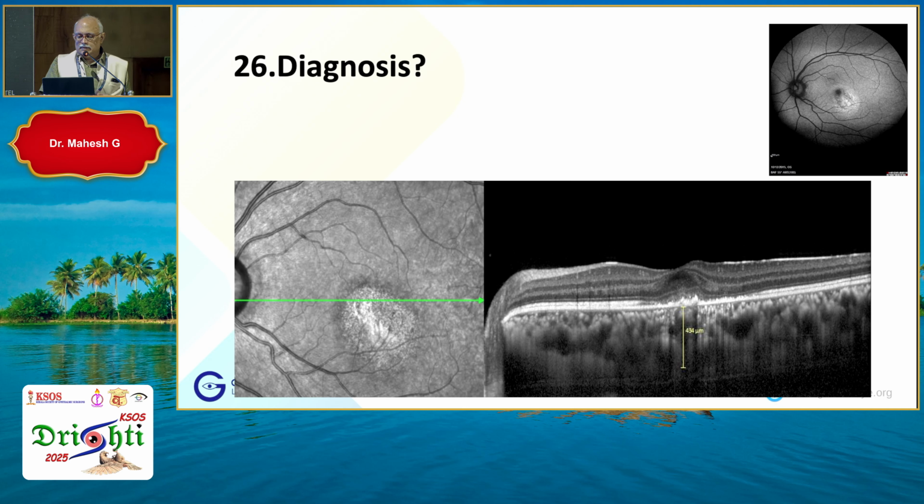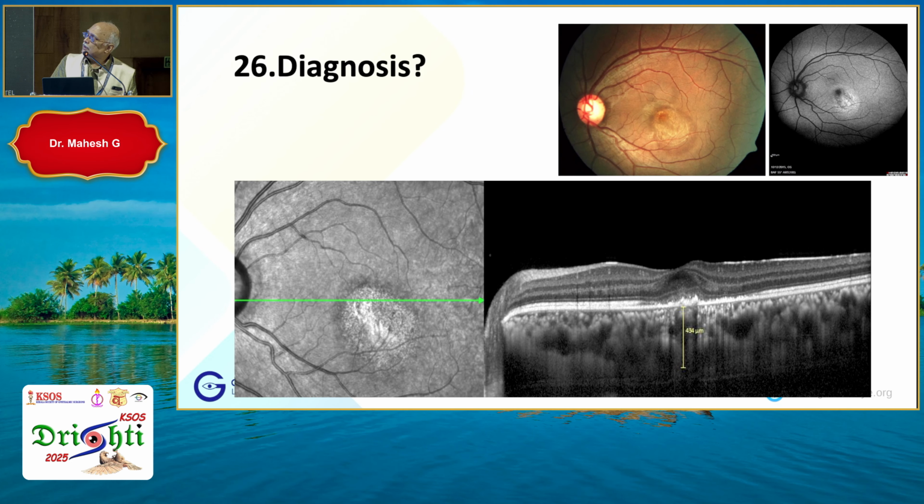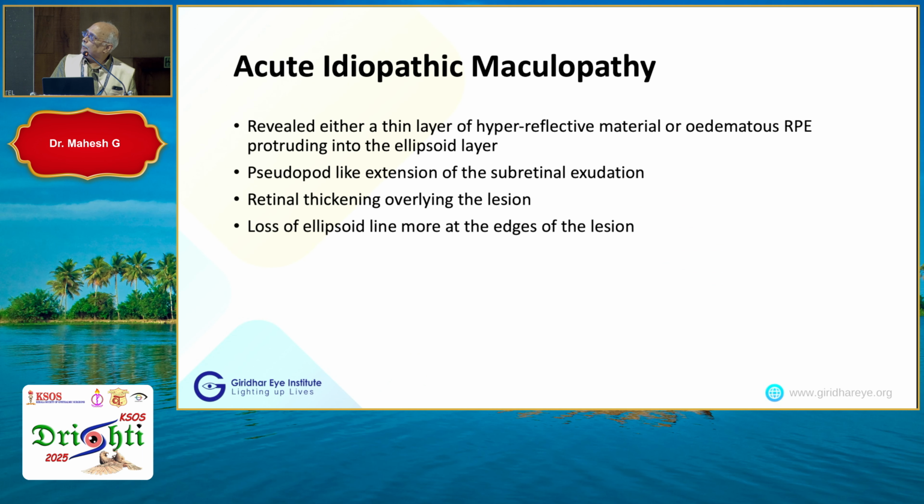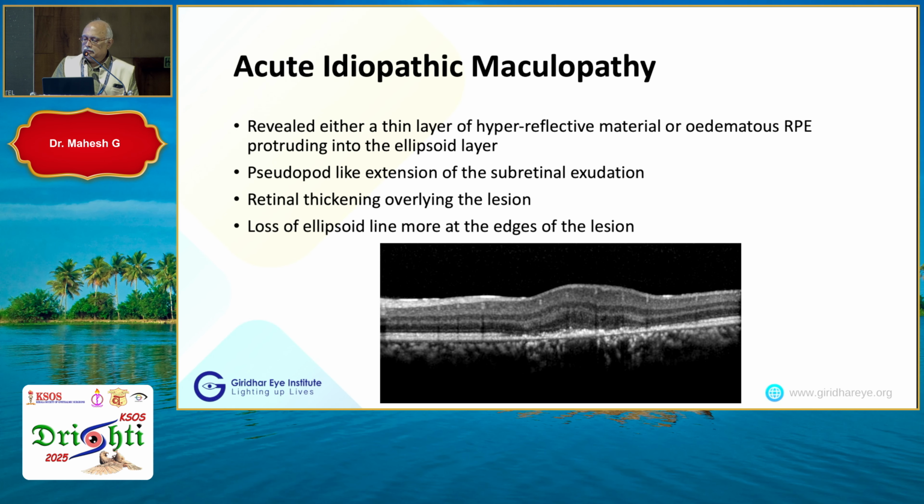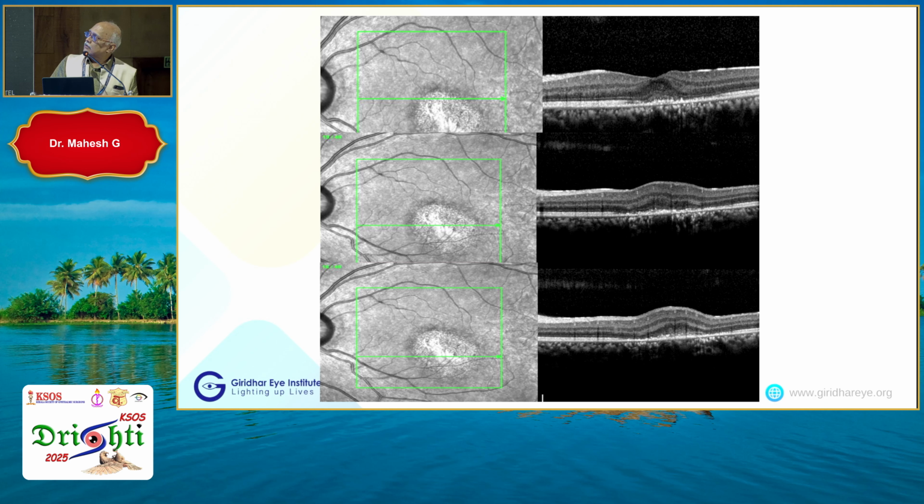I have one more, the last one. This is an inflammatory cause. There is a large patch, with sudden loss of vision, and there is irregular RPE. It is called acute idiopathic maculopathy, and the classic finding is retinal edema with loss of RPE, pseudopod-like extension and loss of RPE.